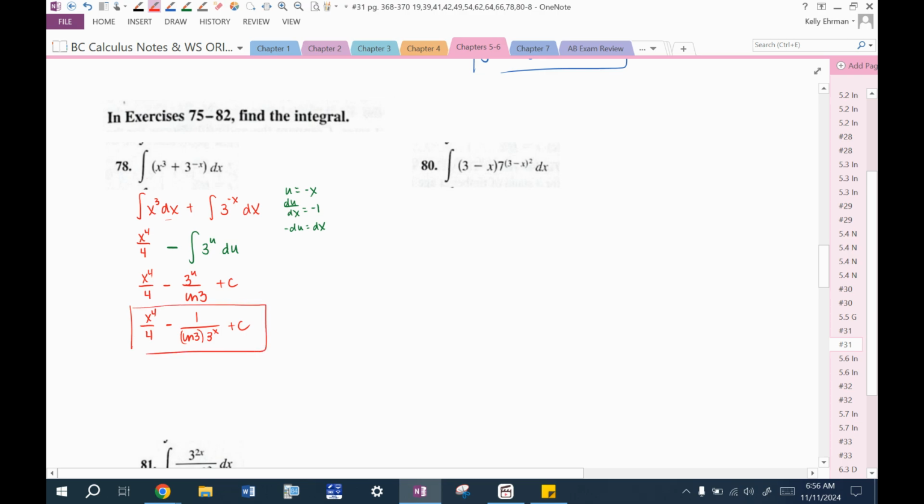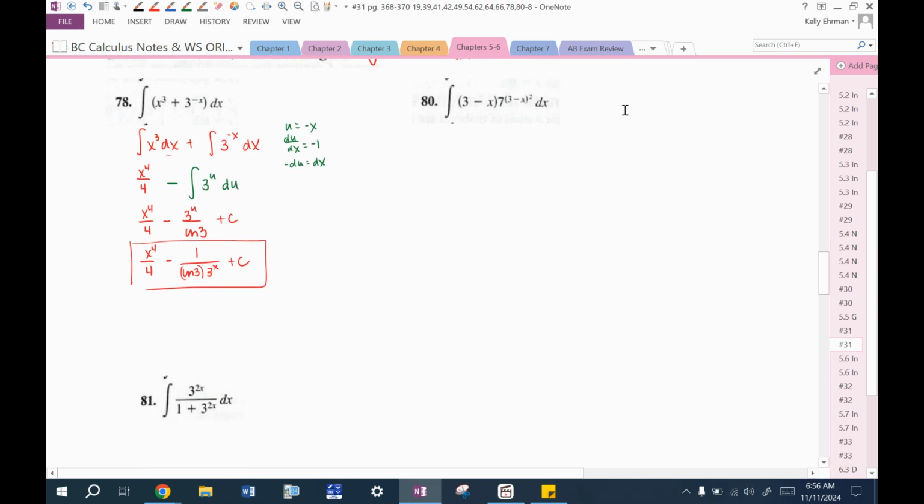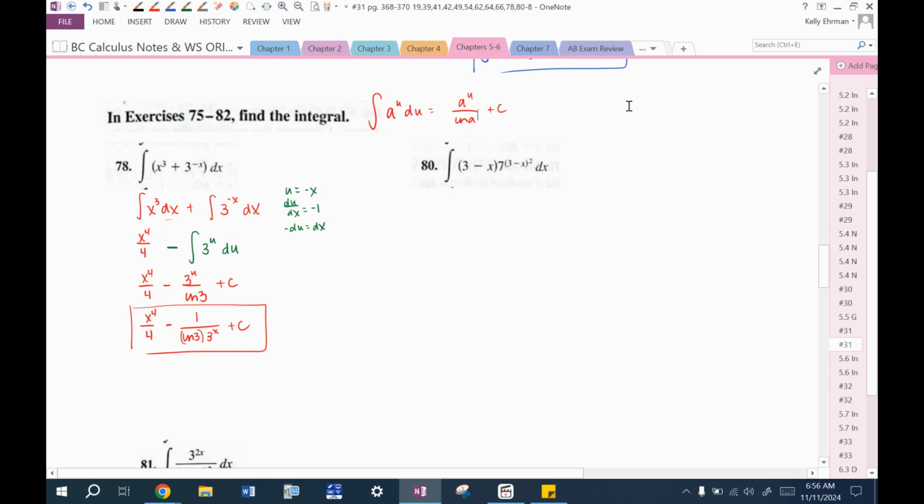All right, because remember, I find that people forget about the whole divided by natural log of the base thing, because we started learning this with e and we didn't have to worry about that since natural log e is 1. So anyway, just be wary of that.